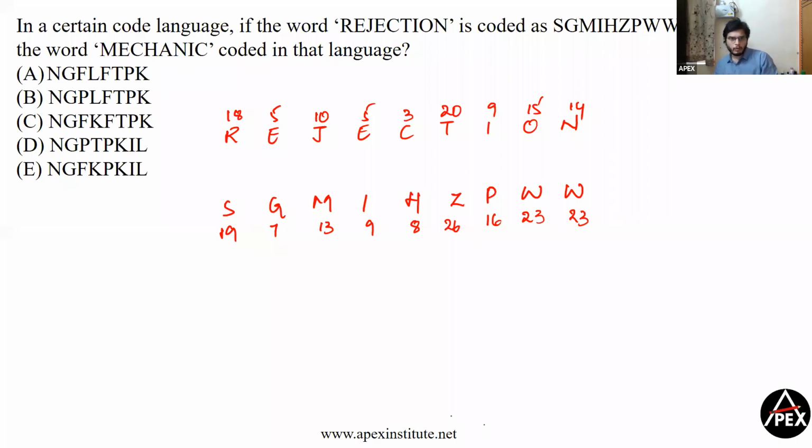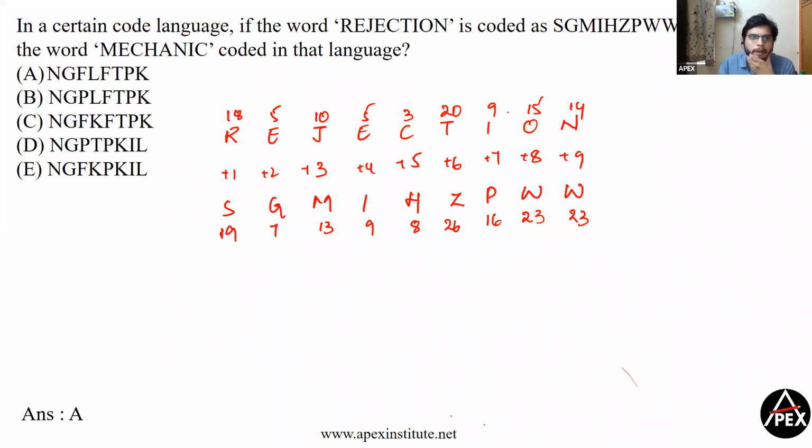Option A, option A, option A, option C. Okay, option A. So what is the logic involved? Okay, simple, plus 1, plus 2, plus 3, plus 4, and so on, isn't it? So 18 plus 1 is 19, plus 2, plus 3, plus 4, plus 5, plus 6, plus 7, plus 8, and plus 9.